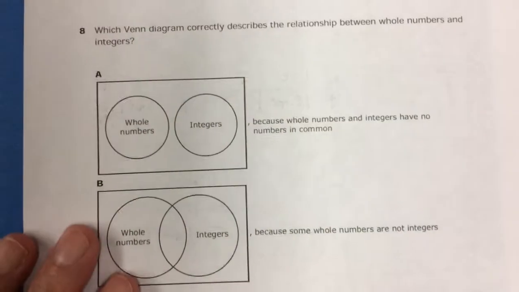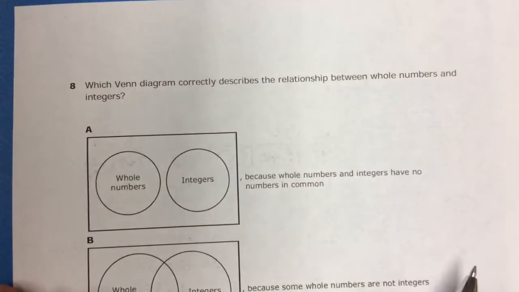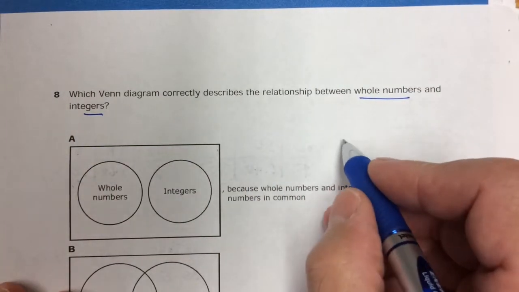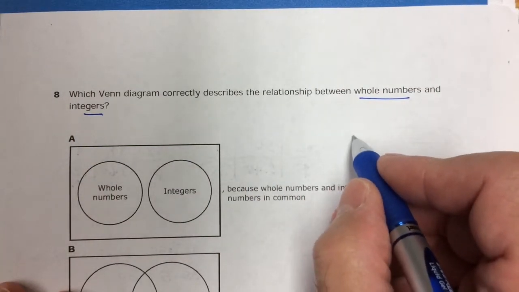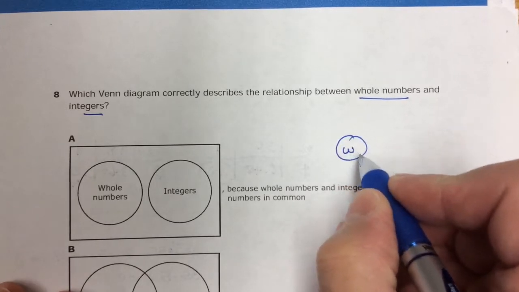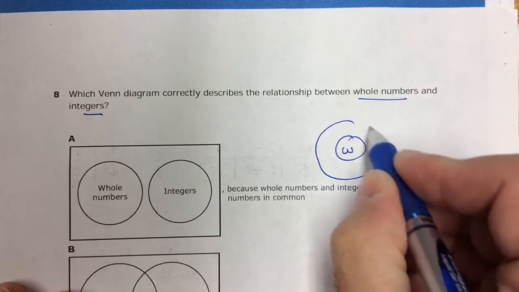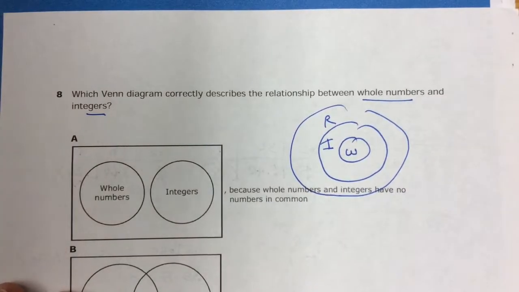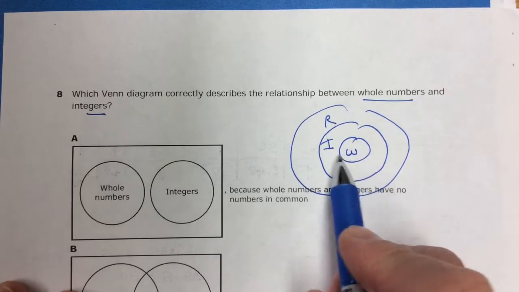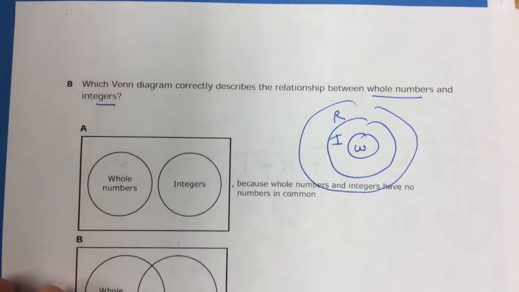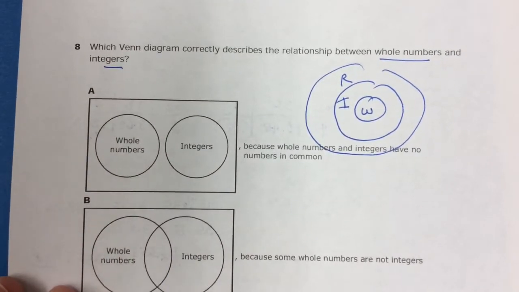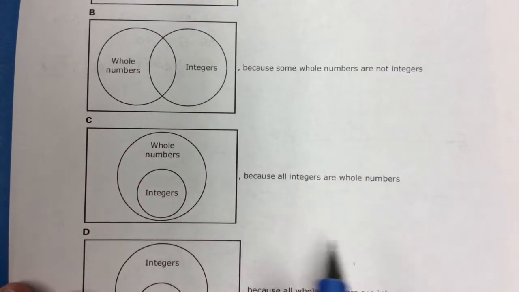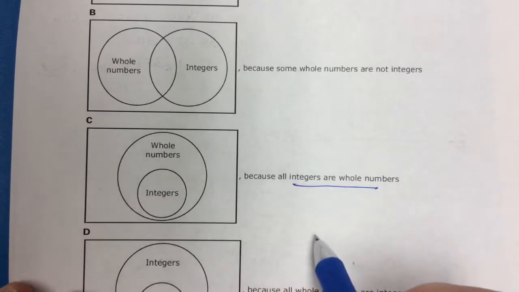Question 8. Question 8 was an easy one. Whole numbers and integers. If you remember from the start of the year, whole numbers is the smallest group, and then integers, and then rational numbers. All whole numbers are integers. They all are. A doesn't show their relationship. B doesn't show that relationship. C does. All integers are whole numbers.